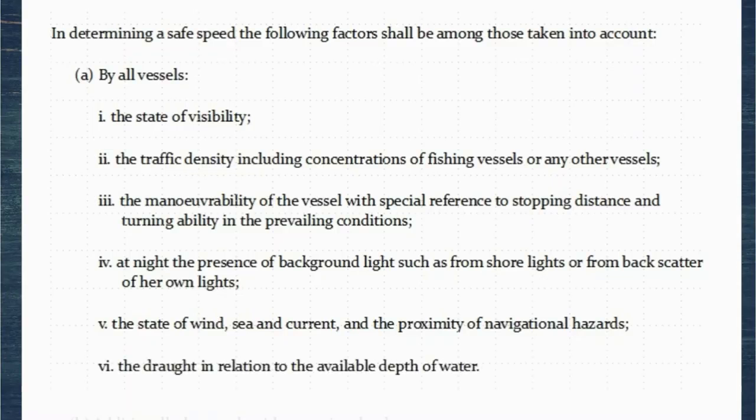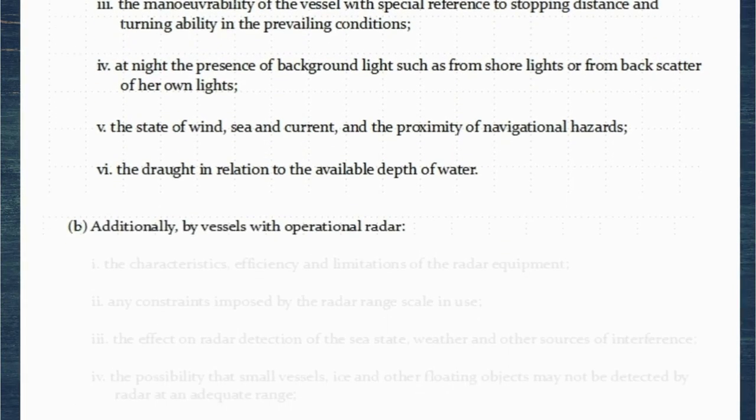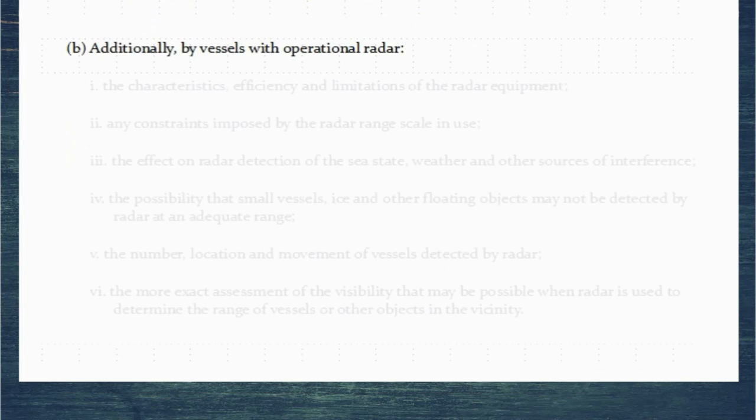And the draft in relation to the available depth of water, and here we're talking about squat and interaction. Speed has a direct impact on these. I think it's a squared impact, so reduce your speed, you reduce the effect of squat and interaction. The next part goes on to talk about vessels with operational radars.